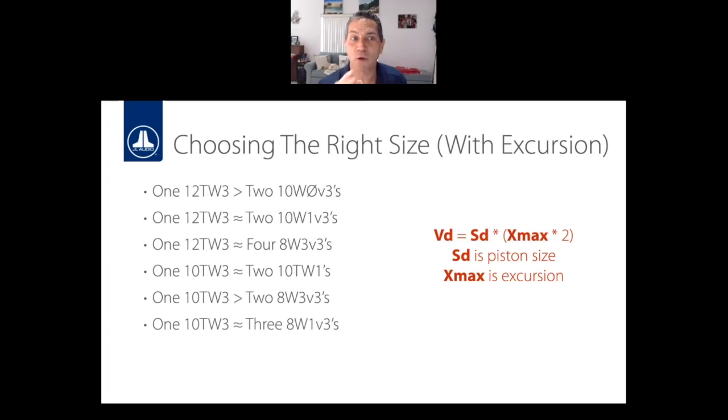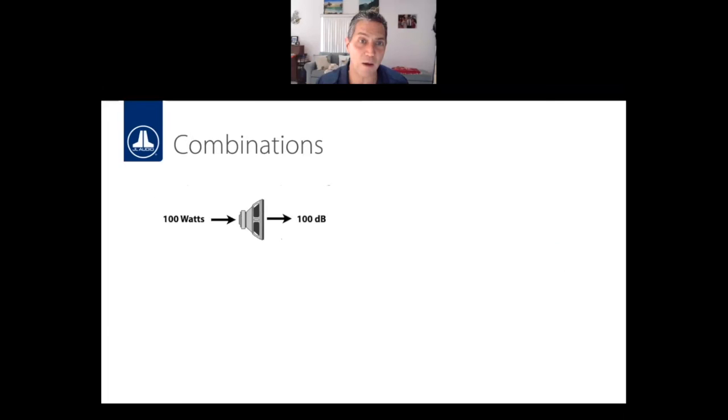If you look at the 10s, a single 10 TW3 is about the same as 2 10 TW1s, which is kind of neat. It's a little bit larger than 2 8W3s, and it's about the same as 3 8W1s. So in your mind, as you start designing systems, you can use these relationships to determine what's the best trade-off, what's the best use of our resources, or the most efficient way of getting output for a given customer. My favorite comes in combinations.